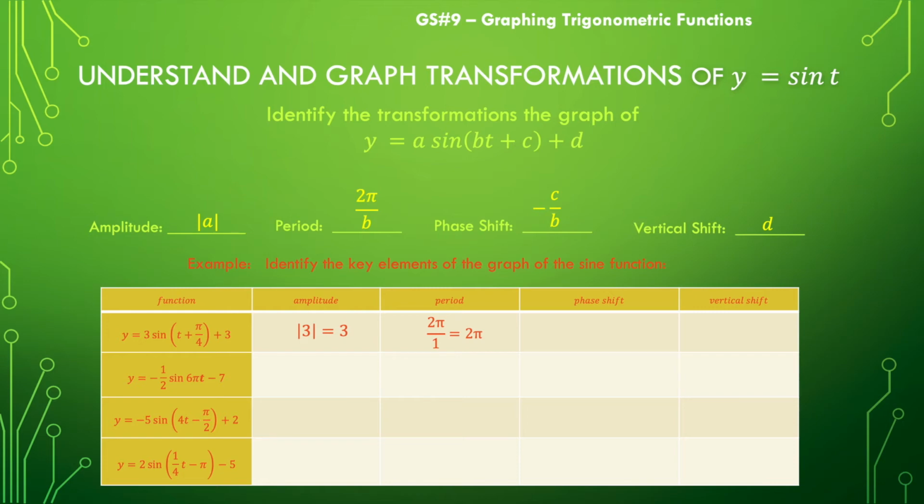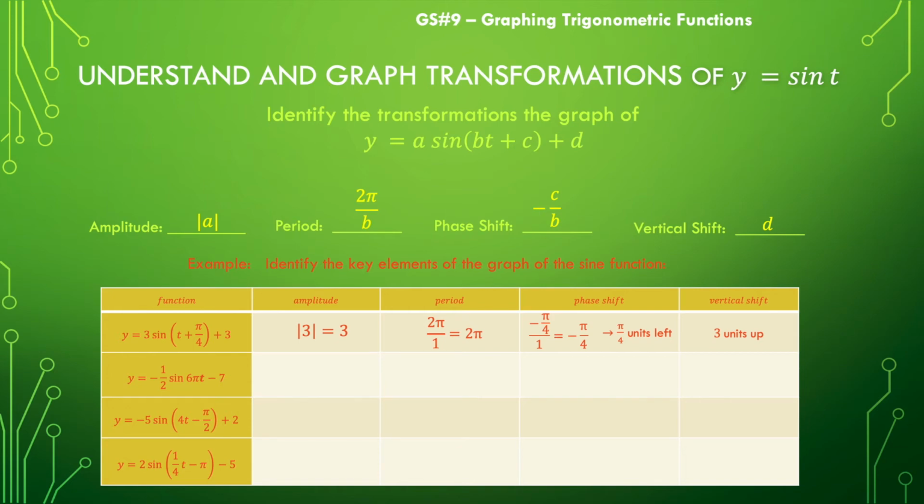Our phase shift will be negative c over b. So c is pi over 4, and it's divided by b, which is 1. So we have negative pi over 4 over 1, which is negative pi over 4, which means this will shift pi over 4 units to the left. And then our vertical shift, this plus 3, is telling us we are going to shift this whole function up 3 units.